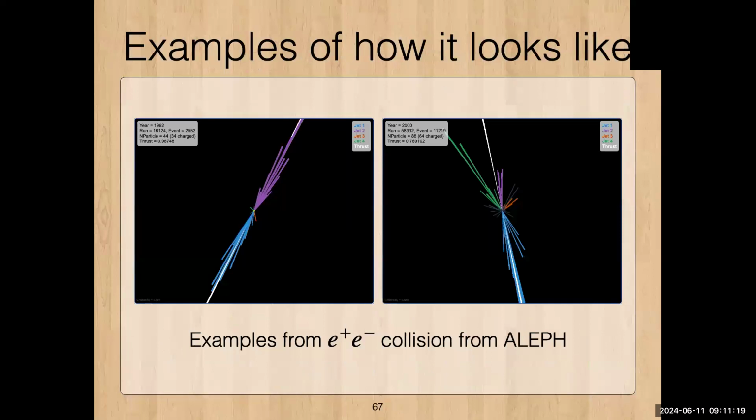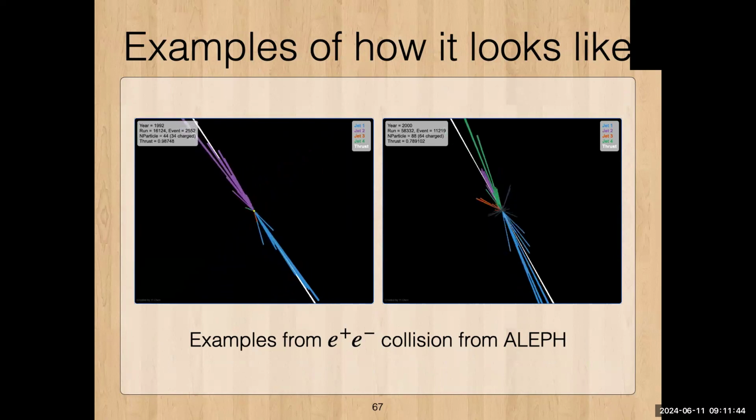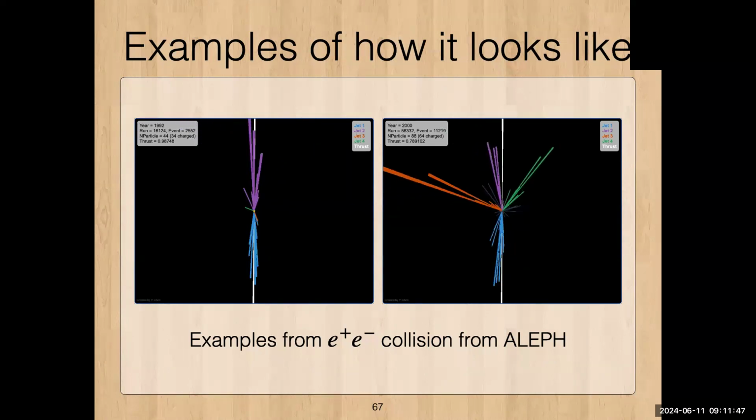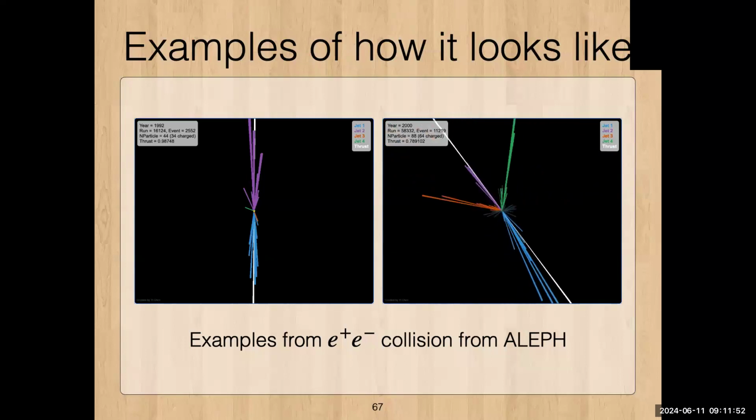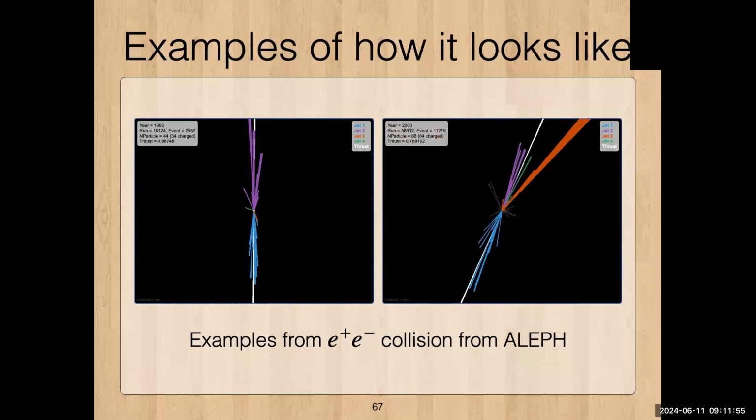Okay, so that's the basic idea, and this is an example of how it looks. This is e+e- data from the ALEPH collaboration during LEP times. On the left, each line is a charged particle, and the length is the momentum of the particle. We can see that there are two groups of particles, so this is a two-jet event. There's one here, one here. And here is a bit more complicated example: there are four visible jets plus some other random particles around.